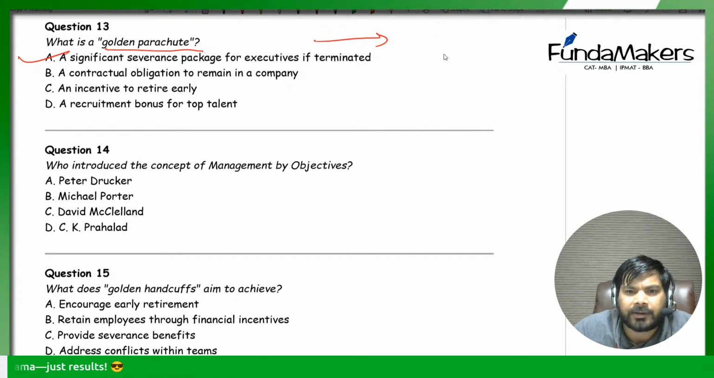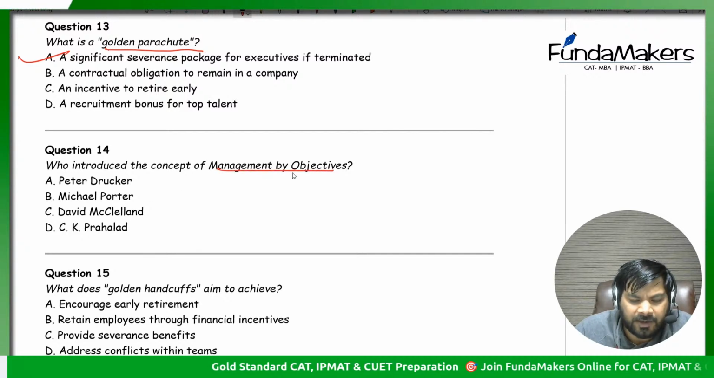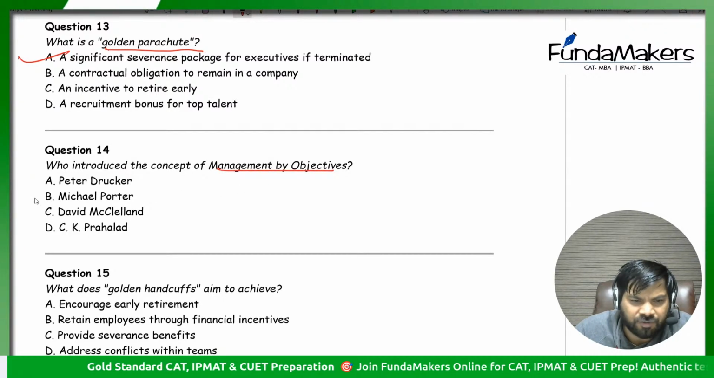Okay. All right. Next, who introduced the concept of management by objectives? Peter Drucker, Michael Porter, David McClelland, or C.K. Prahalad. Management by objectives was given by Peter Drucker.